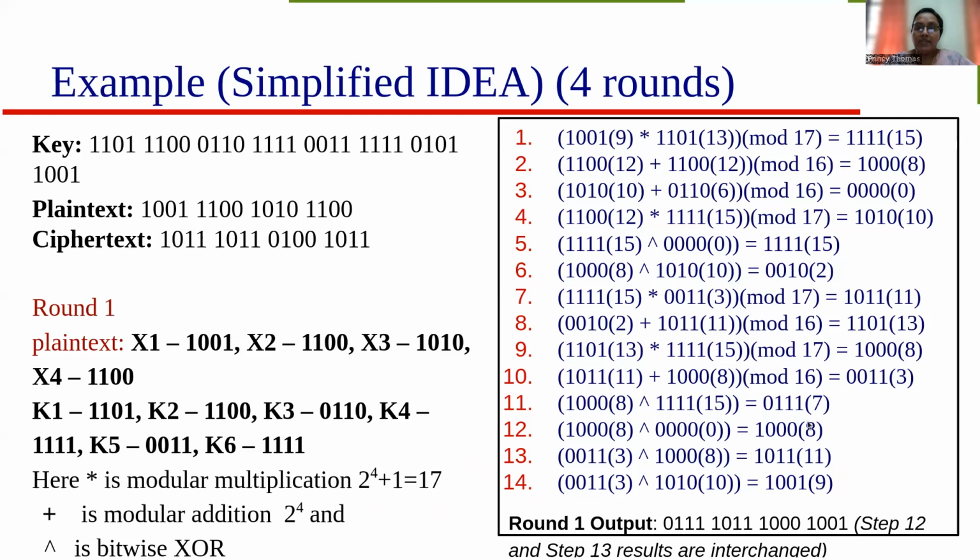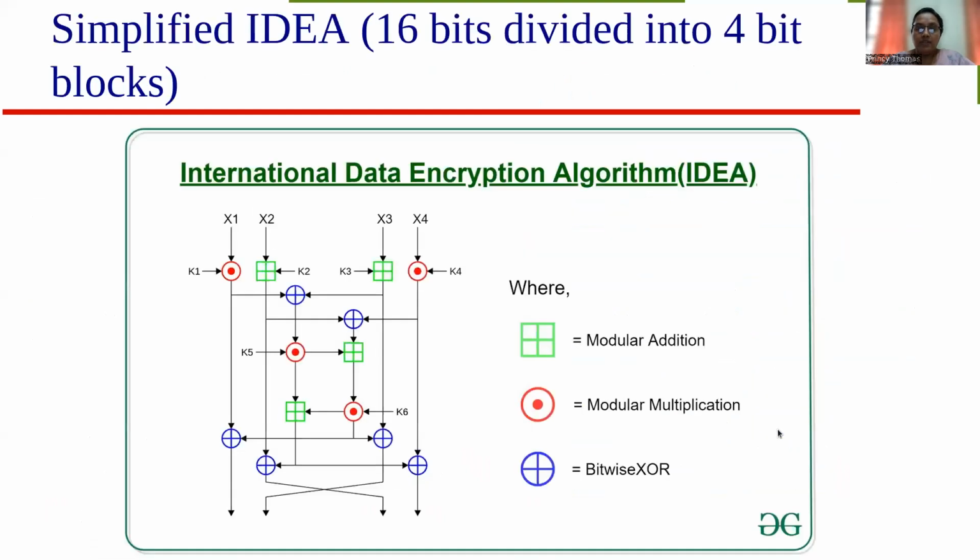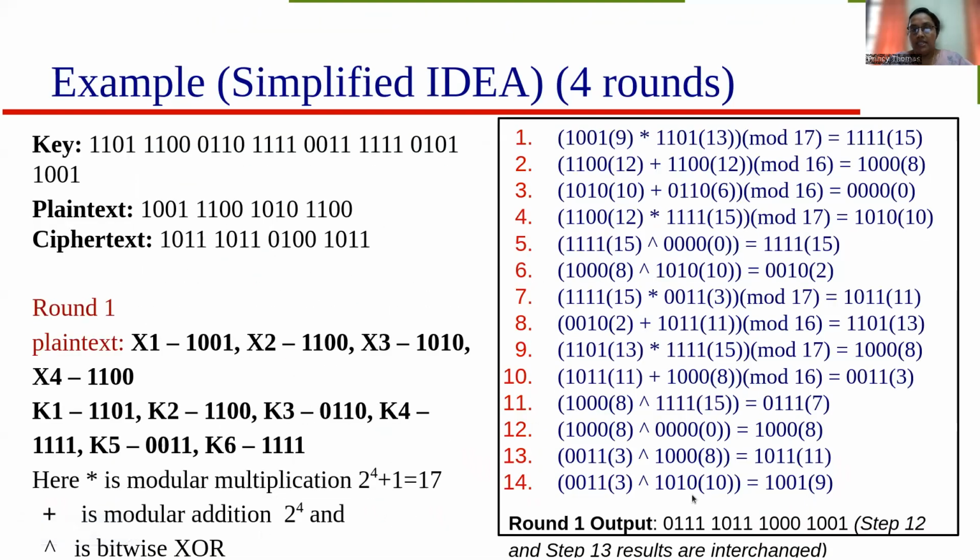But you remember that for the next round, there is an interchange in the middle 2 values. So the output over here is 7, 11, 8, 9, because 12 and 13 will finally be interchanged. And then again, this you should give to the next round.